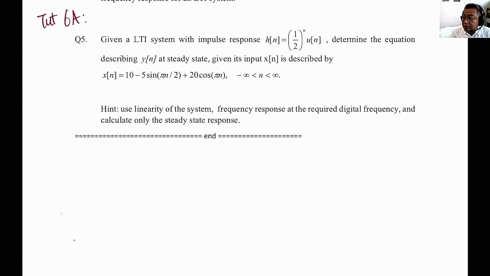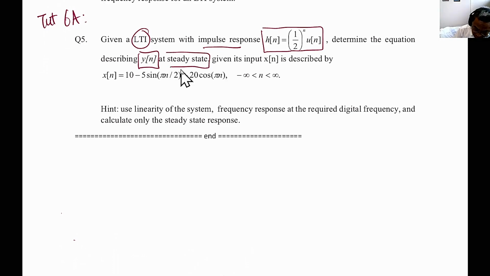This is tutorial 6A question 5. In this question, we are given an LTI system with an impulse response that is infinite. Although it's infinite, it is causal, and it is a geometric progression. We're asked to determine the output y[n] at steady state.